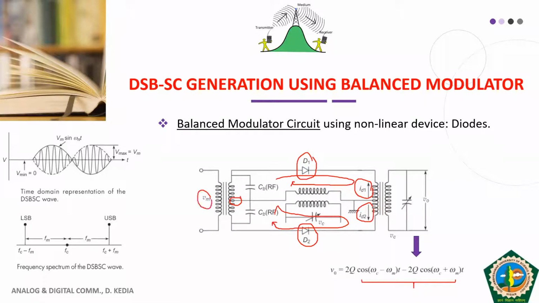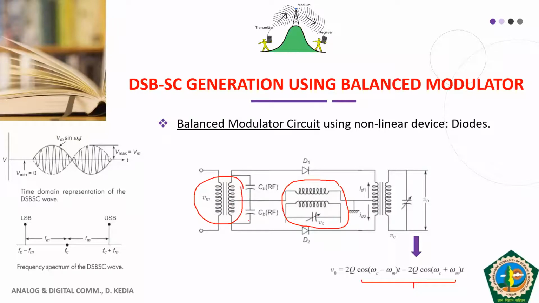Your modulating signal is applied at the input transformer. And how do we apply the carrier? The carrier is applied through a separate transformer like this. So this is how we are applying the carrier, and this is how we are applying the modulating signal.